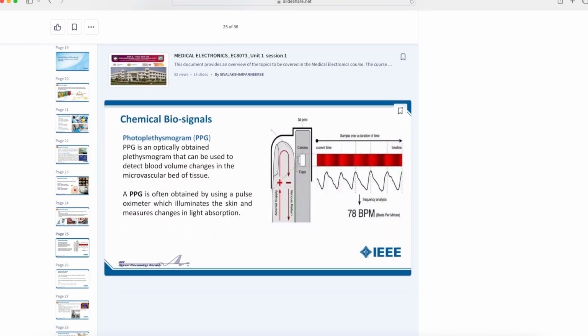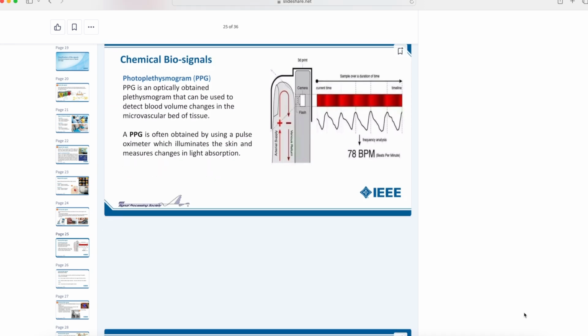PPG is an optically obtained plethysmograph that can be used to detect blood volume changes in the microvascular bed of tissue. A PPG is often obtained by using a pulse oximeter, which illuminates the skin and measures the changes in light absorption.